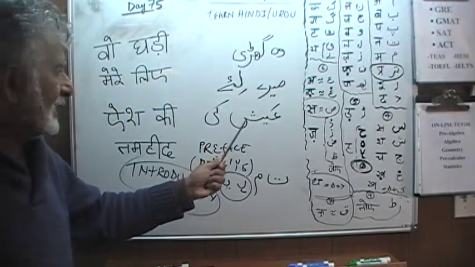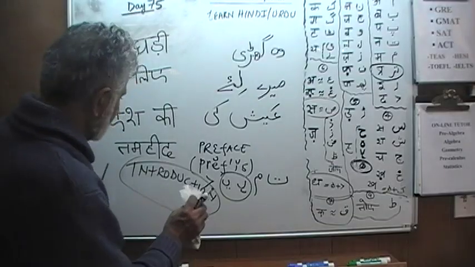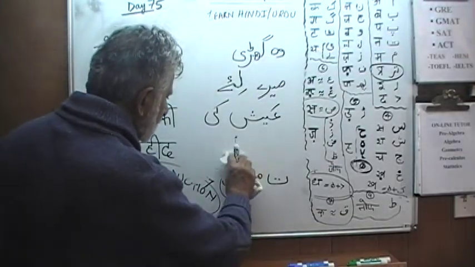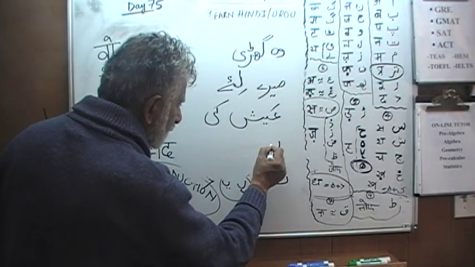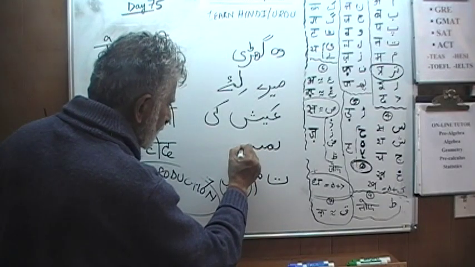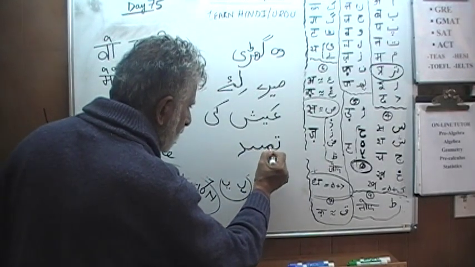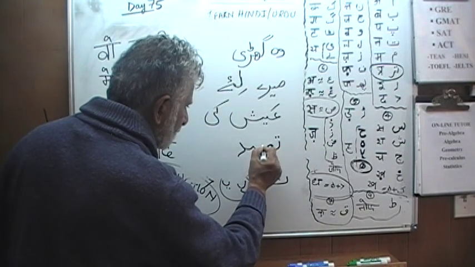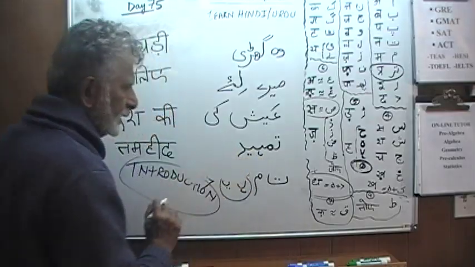वो घड़ी मेरे लिए ऐश की. I need the room. You have to erase it. So let's put tamheed together. Ta, ma, ha, choti ye, and a dal. Ta, ma, this is ma, then we have a ha, and then a choti ye, tamheed.